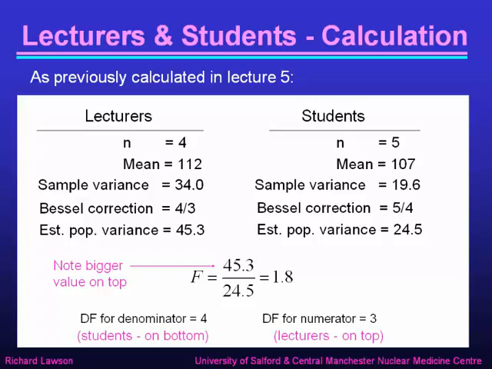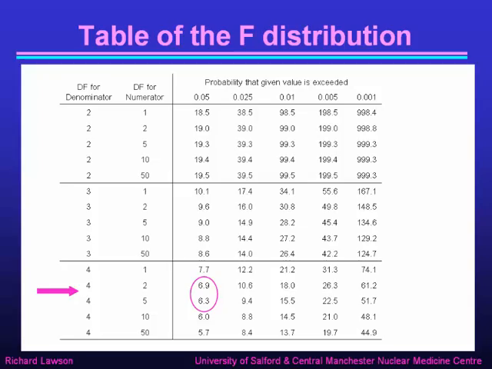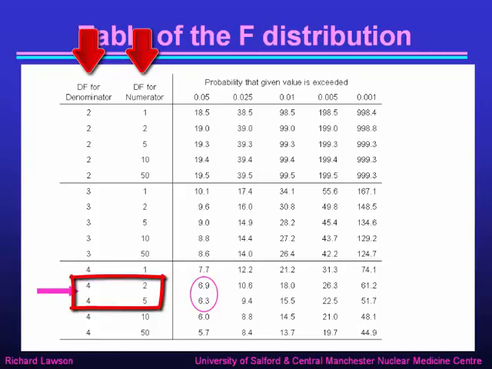When we look at a table of the F distribution, we find that there's a different row in the table for each number of degrees of freedom in the denominator and degrees of freedom for the numerator. Remember, we had 4 degrees of freedom for the denominator and 3 for the numerator. Well, actually we see we've got 4 and 2 and 4 and 5, but not 4 and 3. So the value we want is somewhere between these two rows.